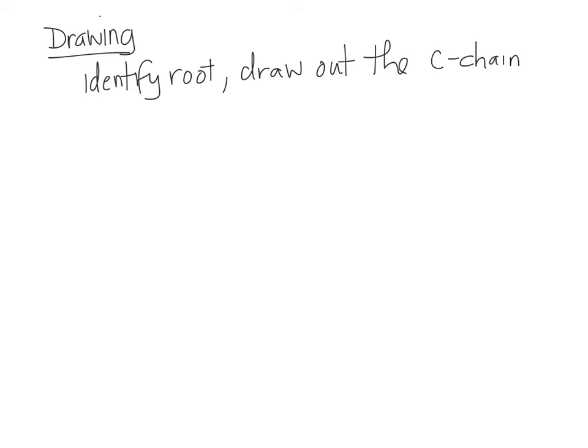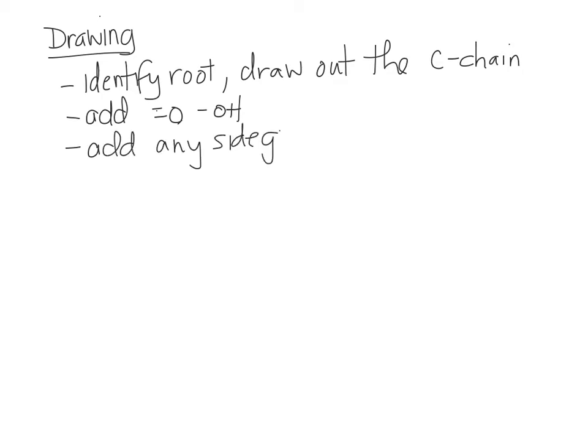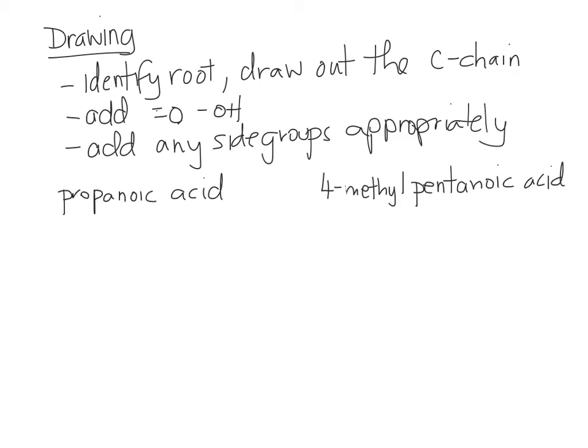So, drawing from a name. Identify your root. Draw out the longest carbon chain. Add the double bonded O and the OH to the end carbon, and then add any side groups appropriately. So meaning the right numbered carbon. Okay, so let's identify the drawings for these 2 names.